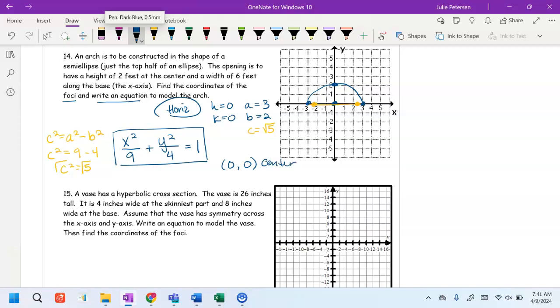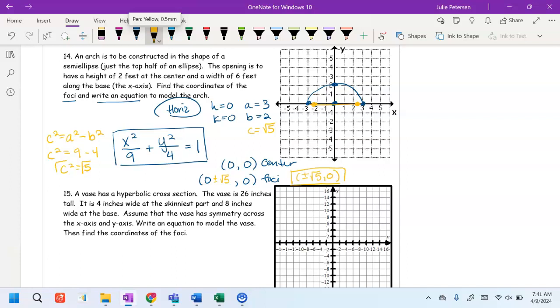Then our foci are going to be 0, and we have to do something so that we can move to the right or left. So to the x coordinate, we are going to plus or minus root 5. Now, I probably wouldn't write it like this. My final answer would just be plus or minus root 5, 0 for my foci. But this kind of shows us the process, that it's always based on the center.